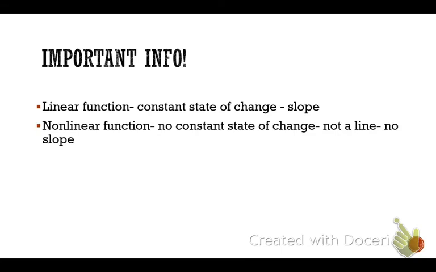Do you have any blanks in your notes? A linear function has a constant state of change, so you can find a slope. There is predictability between my x and my y values. A nonlinear function does not have that constant state of change, so there's no way for you to predict what the next point is going to be. You can't count rise over run to your next point. You can't do that with nonlinear. So there's no predictability there.